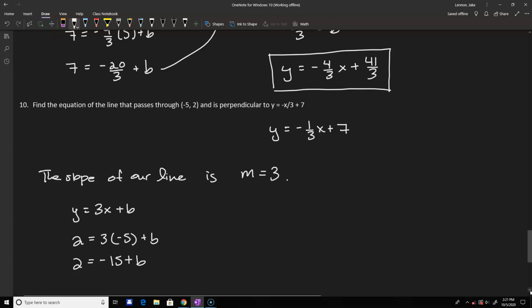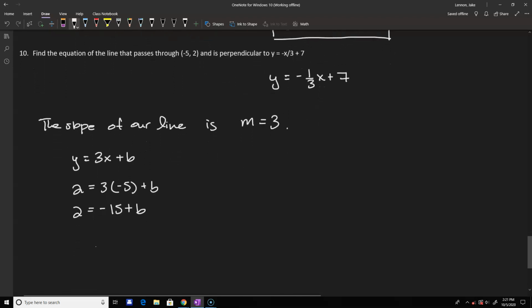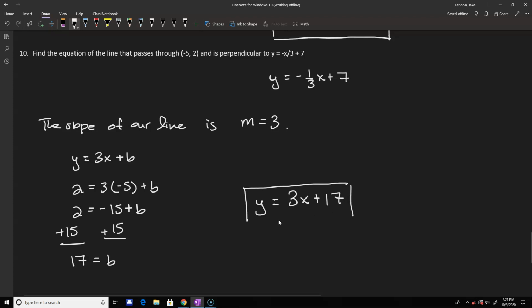And all we have to do is add 15 to both sides. So once we've accomplished that, we have found the equation of our line in slope-intercept form. So we have 17 is equal to b. So our line is y equals 3x plus 17. So that is the equation of our line, and that is it for the test review.